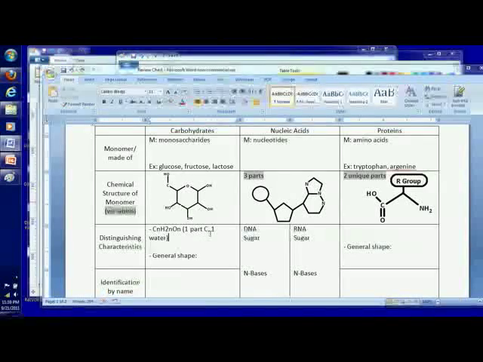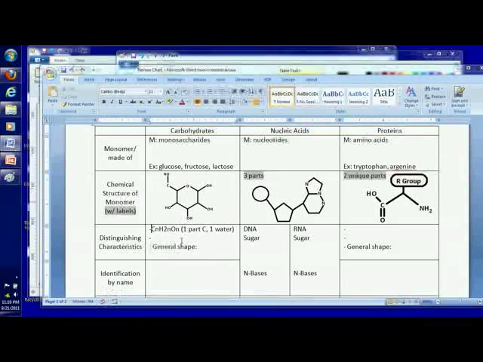Okay, this is 1 part carbon, 1 part water, H2O, right here. Cn, H2n, On, where n is just some whole number. For the example of glucose, n would be 6. So C6H12, 2 times 6, O6. C6H12O6.